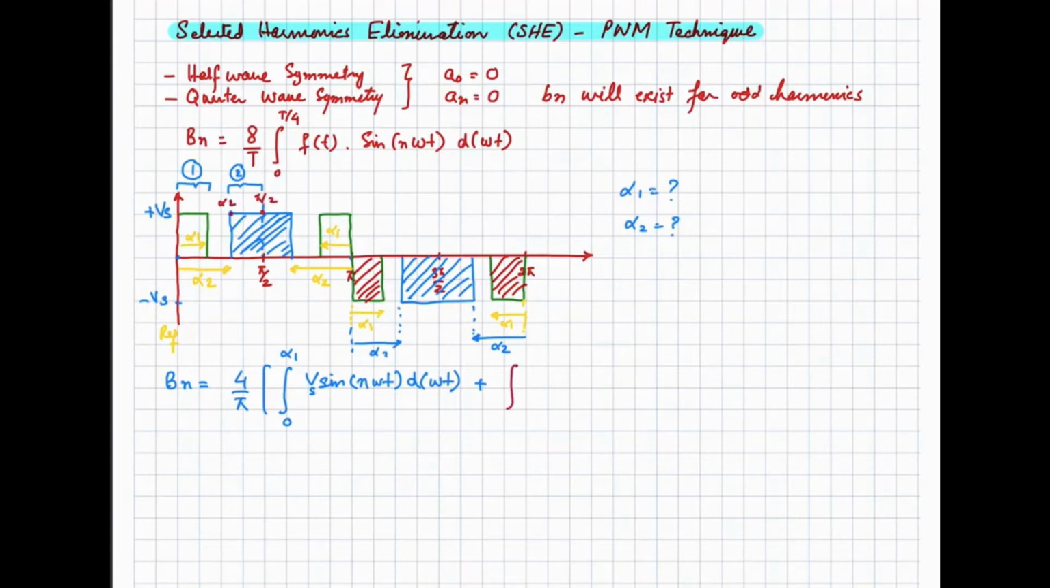So integration from alpha 1 to pi by 2 of Vs into sine of n omega t with respect to d omega t will give us the area under this second selected part. So we are going to consider only the quarter cycle. The rest of the quarter cycles will have the same area.